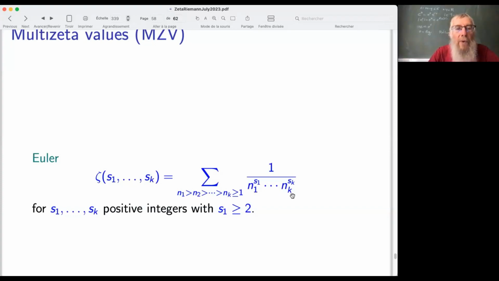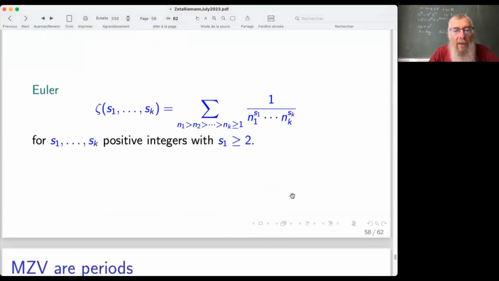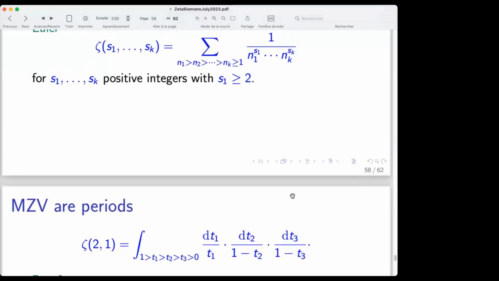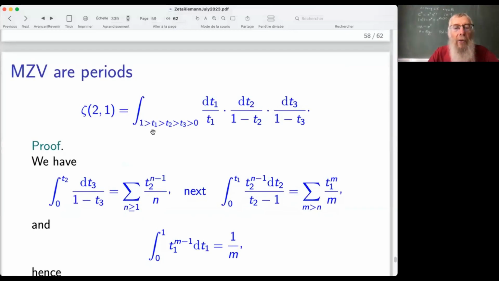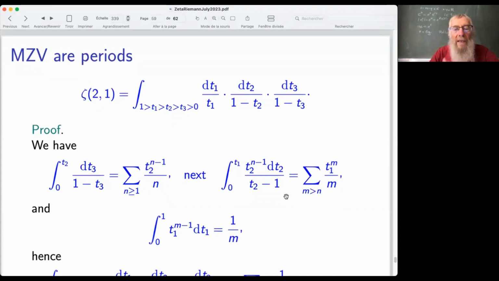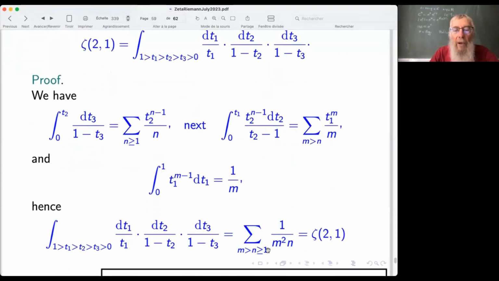So these are the multiple zeta values introduced by Euler again, and he studied them. These numbers are periods. I mentioned what periods are before. In terms of integrals, they are very similar to the zeta of s that I defined before. Only now, if you have zeta of 2, 1, you have 1 minus t2, 1 minus t3. And the proof is very similar to the proof which I defined before. We have the sum of 1 over m squared n, which is zeta of 2, 1, when you integrate that.